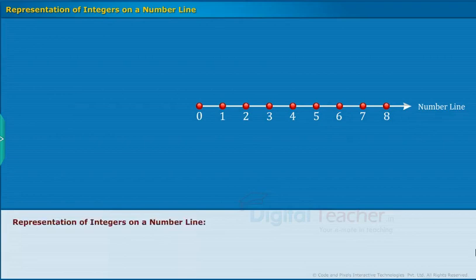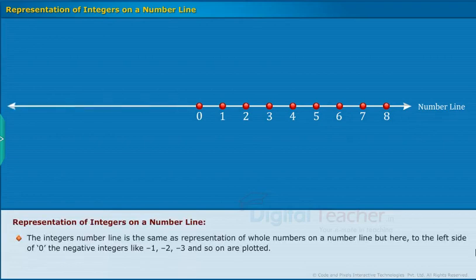Representation of integers on a number line. The integers number line is the same as representation of whole numbers on a number line, but here, to the left side of 0, the negative integers like -1, -2, -3 and so on are plotted.